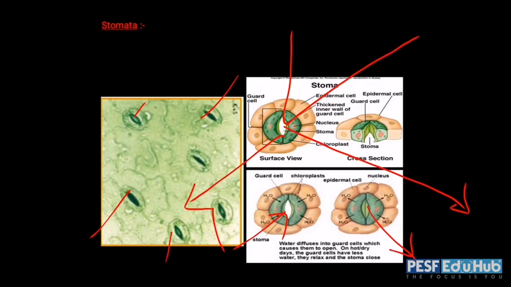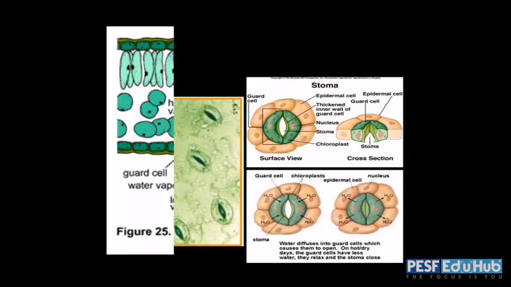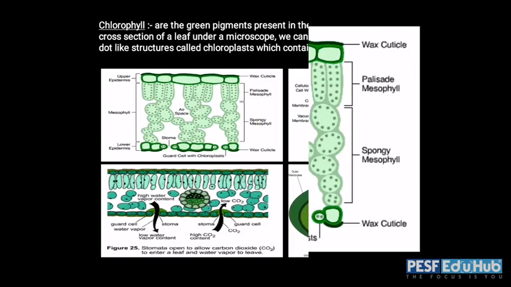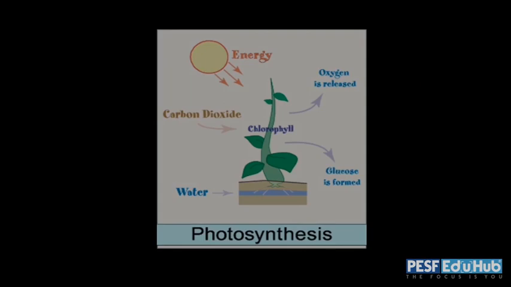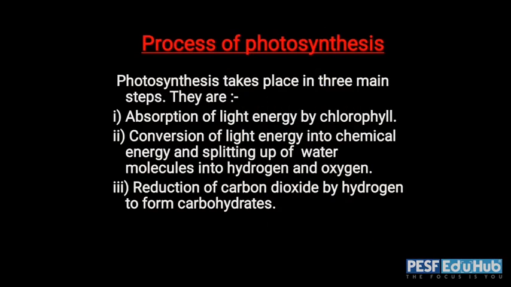So what is photosynthesis? Photosynthesis is a process of synthesis of food, or starch, or glucose by using carbon dioxide and water in the presence of chloroplast and sunlight. The process of photosynthesis involves three main steps: absorption of light by the chlorophyll, conversion of light energy into chemical energy and splitting up of the water molecule into hydrogen and oxygen, and reduction of carbon dioxide by hydrogen to form carbohydrate.